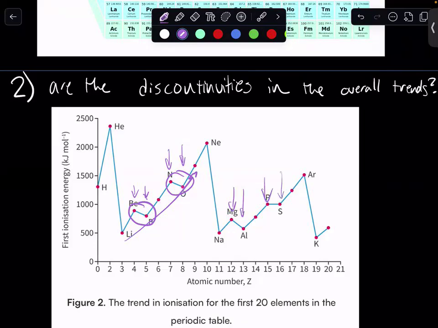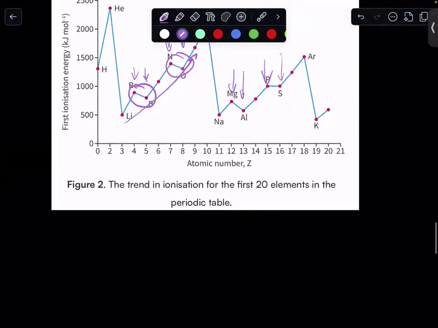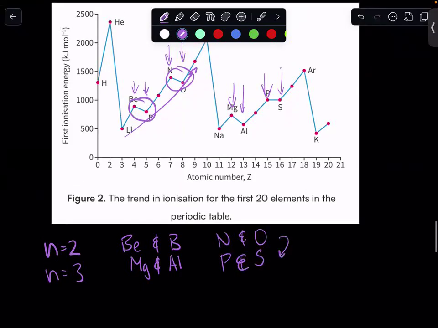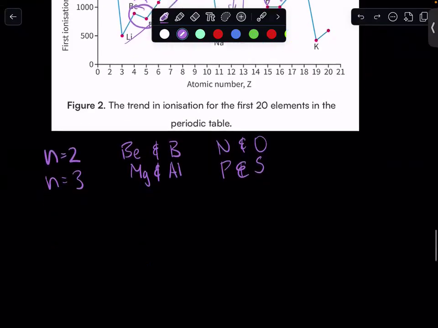So we have the same discontinuities for both n equals 2 and n equals 3. So on n equals 2, we see there's a discontinuity between beryllium and boron. For n equals 3, that same discontinuity is between magnesium and aluminum. For n equals 2, we have our discontinuity between nitrogen and oxygen. And for n equals 3, it's between phosphorus and sulfur. So we have two discontinuities that are replicated within each energy level. So why might this be? To learn that, we have to look at our electron configurations.